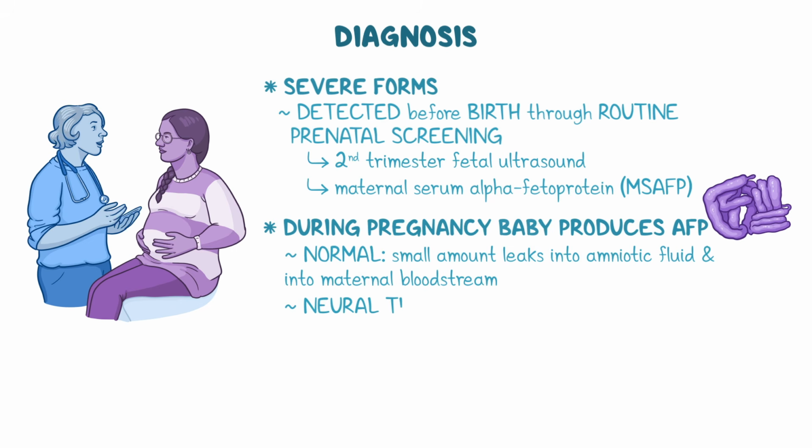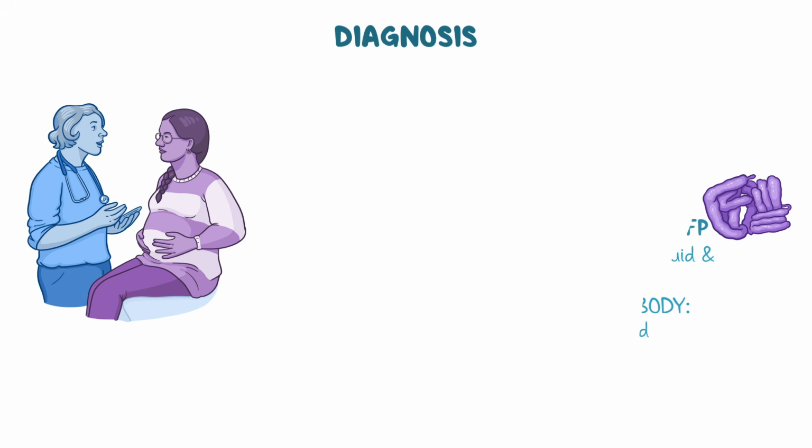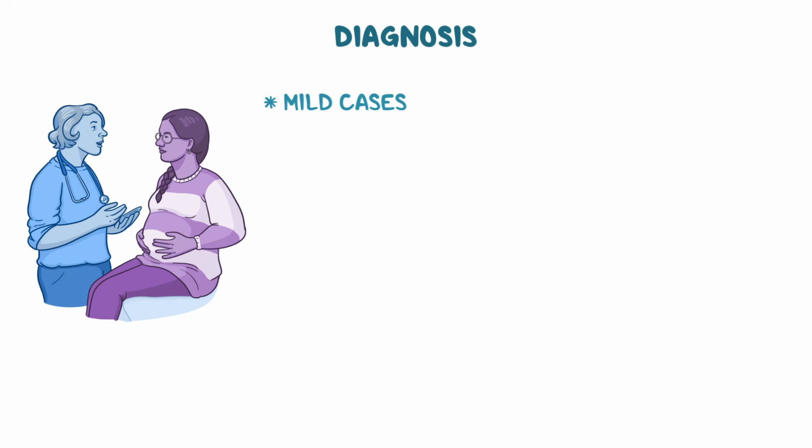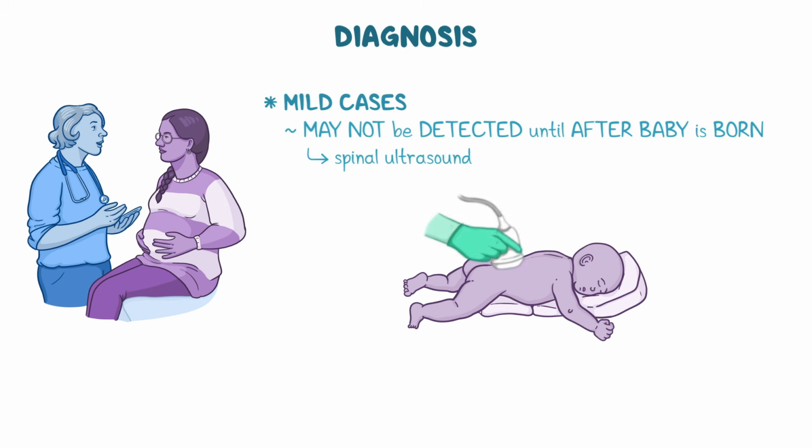However, when neural tissue is exposed outside of the body, extra AFP leaks out and causes elevated levels in the mother's blood. Keep in mind, though, that spina bifida isn't the only cause of elevated maternal serum alpha-fetoprotein, and therefore ultrasound is still needed to confirm the diagnosis. On the other hand, more mild cases of spina bifida may not be detected until after the baby is born. In this case, if physical examination findings are suggestive of spina bifida, a spinal ultrasound can evaluate the spinal cord and vertebral structures.